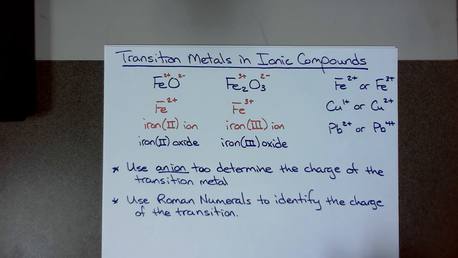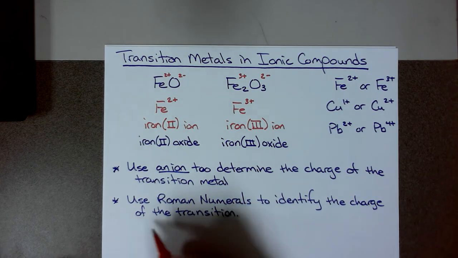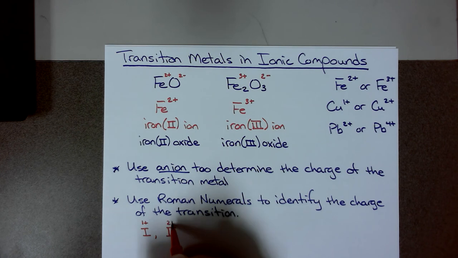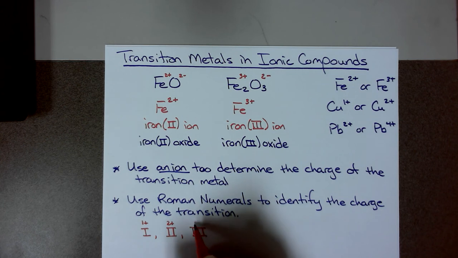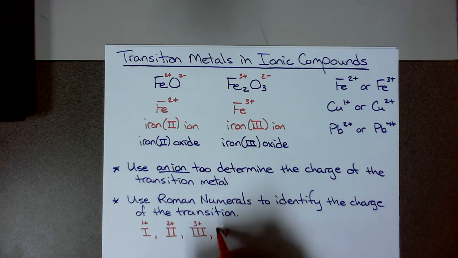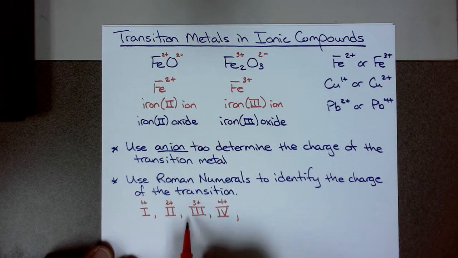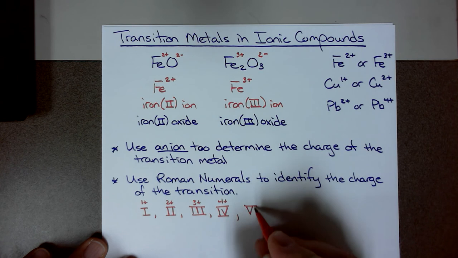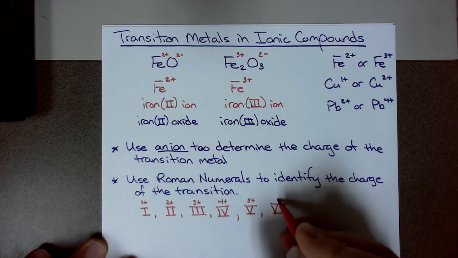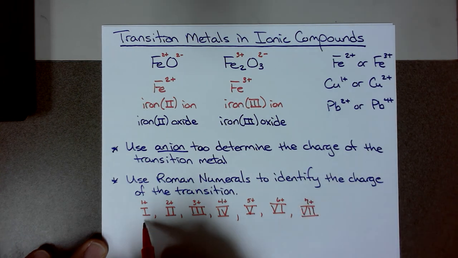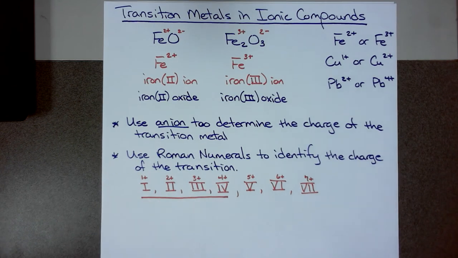Now, let me make sure we know our Roman numerals. If you have a Roman numeral 1, that's a 1 plus. Roman numeral 2, 2 plus. Roman numeral 3, 3 plus. Roman numeral 4, 4 plus. And the most you would go up to is 7, so I'll go ahead and write up to 7. But we usually just use 1 through 4. Of course, 5 would be a 5 plus, 6 would be a 6 plus, and 7 a 7 plus. But the most common ones are 1 through 4, and those are the charges that we use.